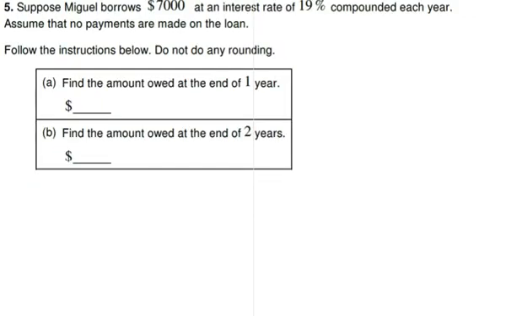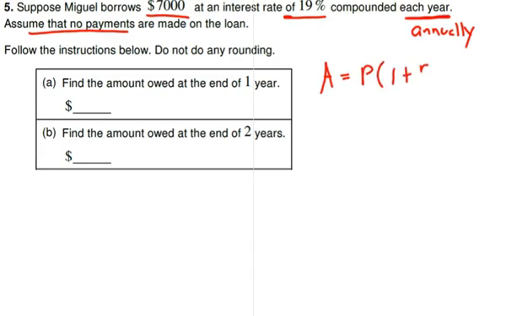Okay, let's look at this one. We are not given an equation in this situation. This says suppose Miguel borrows $7,000 at an interest rate of 19% compounded each year. Wow, 19%, that's a whole lot of interest rate there. Assume no payments are made on the loan. Okay, so that means we're just going to use our good old formula here. Don't do any rounding. Find the amount owed after 1 year and the amount owed at the end of 2 years. Okay, so they don't give us a formula. We're going to have to pull that formula out.